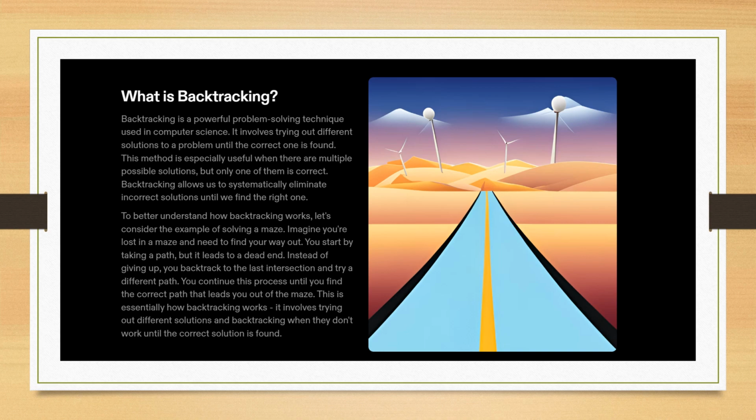To better understand how backtracking works, let's consider the example of solving a maze. Imagine you are lost in a maze and need to find your way out. You start by taking a path, but it leads to a dead end. Instead of giving up, you backtrack to the last intersection and try a different path. You continue this process until you find the correct path that leads you out of the maze. This is essentially how backtracking works. It involves trying out different solutions and backtracking when they don't work until the correct solution is found.